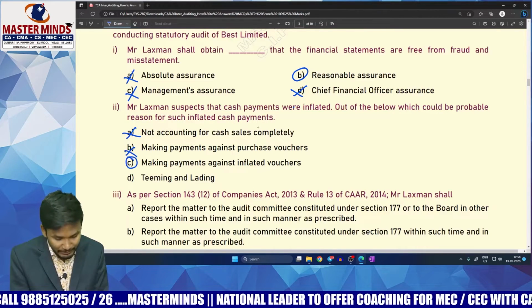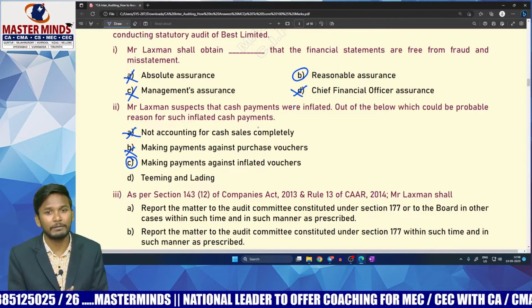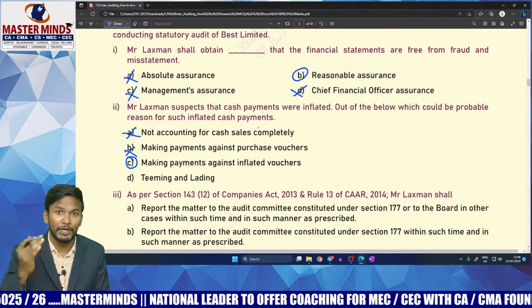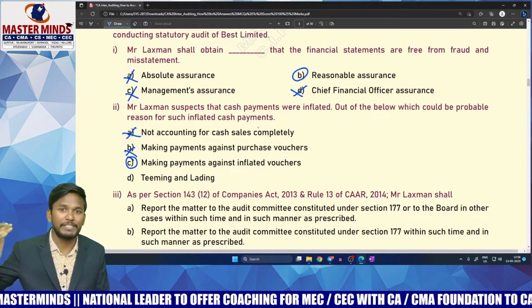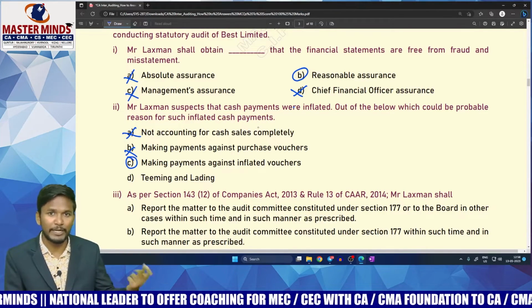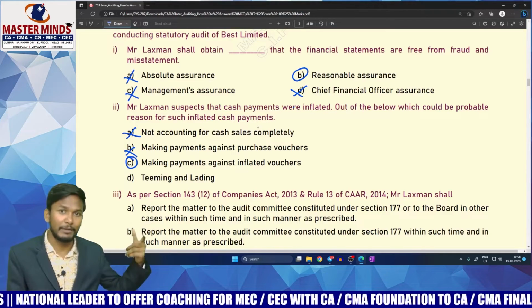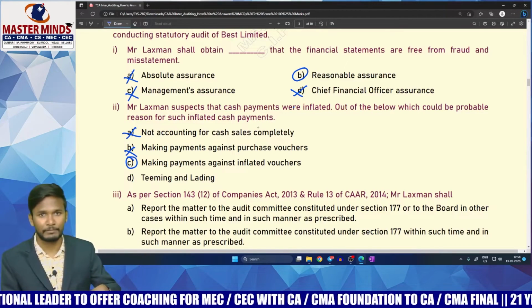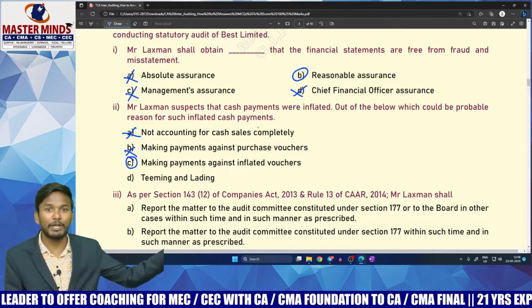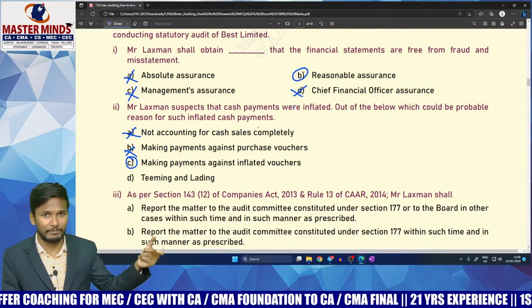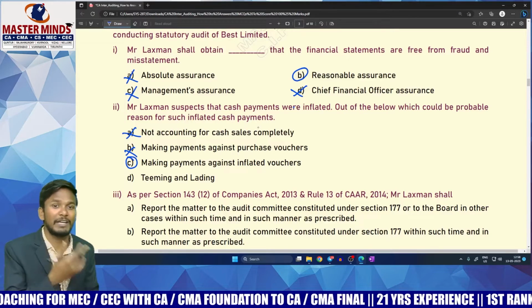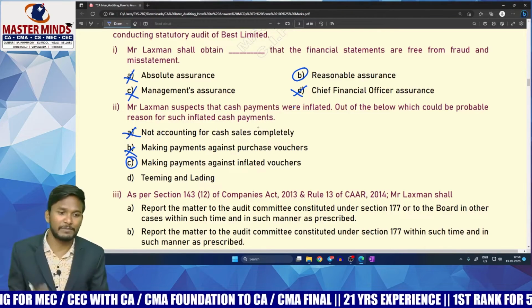D, teeming and lading. What is the meaning of teeming and lading? It means you are delaying the accounting. Simple, sir. Let's say there are customers A, B, C, D. A is giving you money that you are taking to your pocket. B is giving the money. You are accounting B's money to A's money. And C is giving money. C's money you are accounting to B's money. And D is giving money. D's money you are accounting to C's money. So like that you are trying to delay the money recognition, and you are taking the first person's money. That can be called teeming and lading.